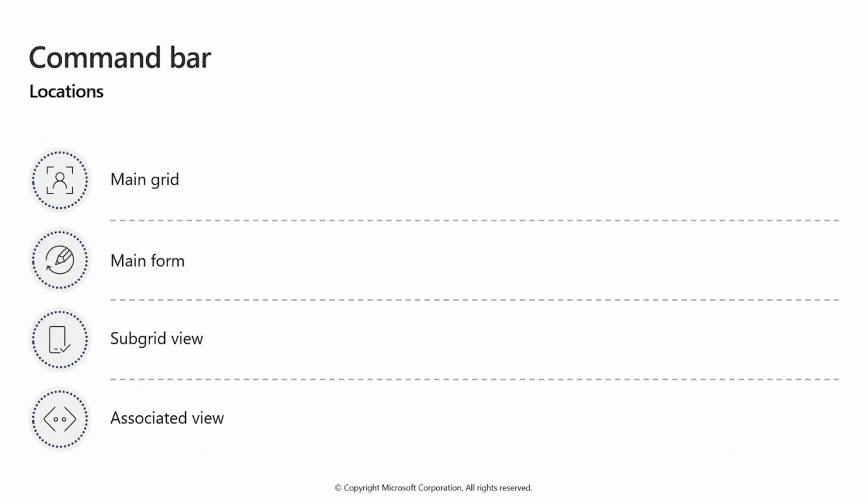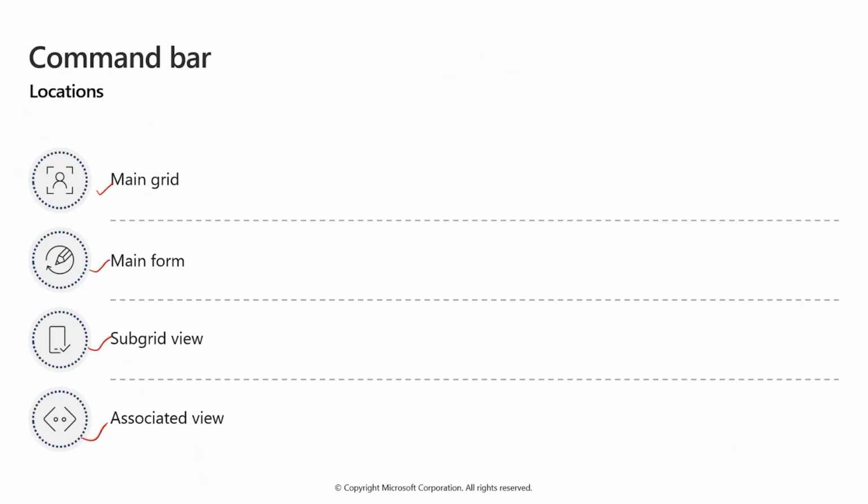Commands allow users, so whatever commands you are getting, you are able to actually invoke actions in the context of the data the user is working on. Okay, so the commands are presented to the user in the visual collection called command bar. We would be looking at in the demo also where it is. Now, these are the areas where you can find out the command bar. Main grid, main form. Let me just do the highlight. Main grid, main form, subgrid view, and associated view.